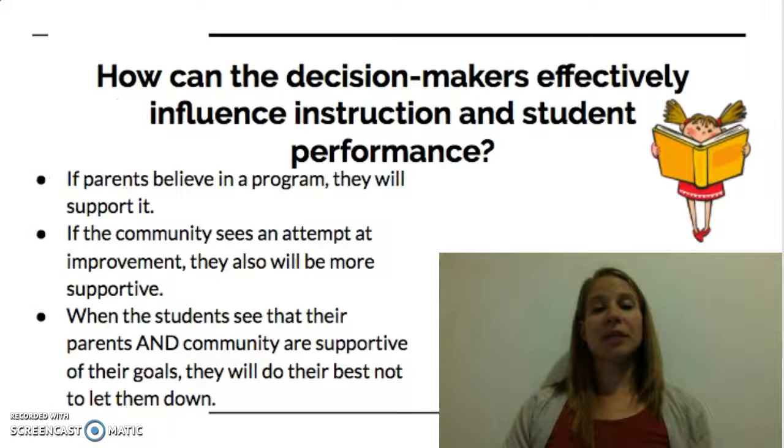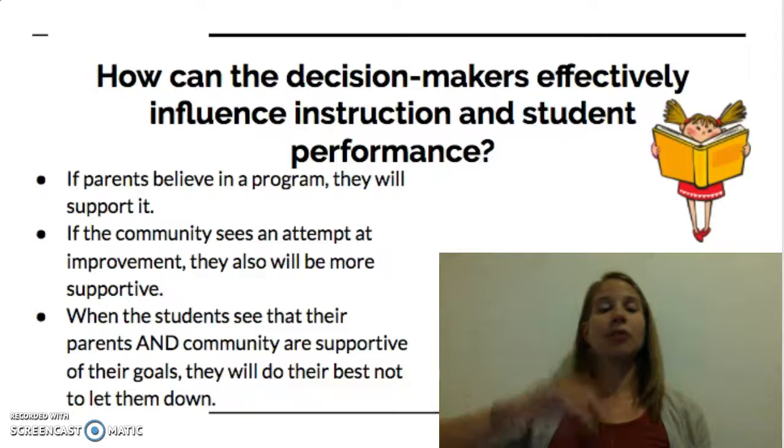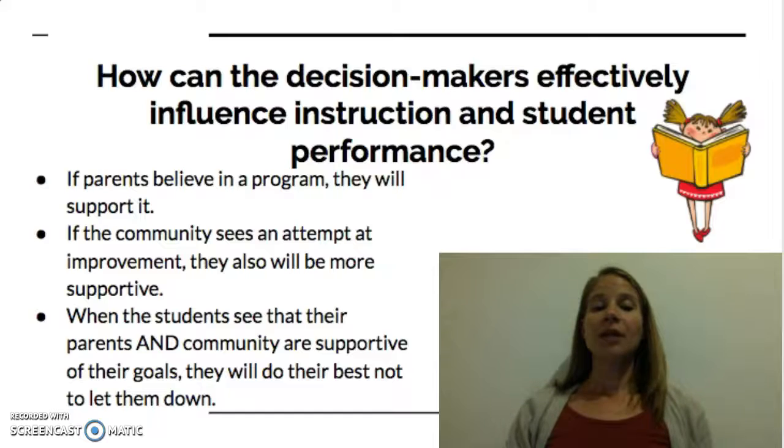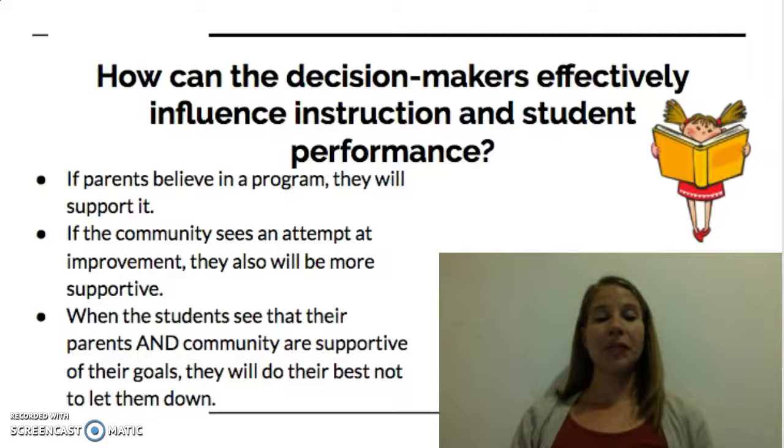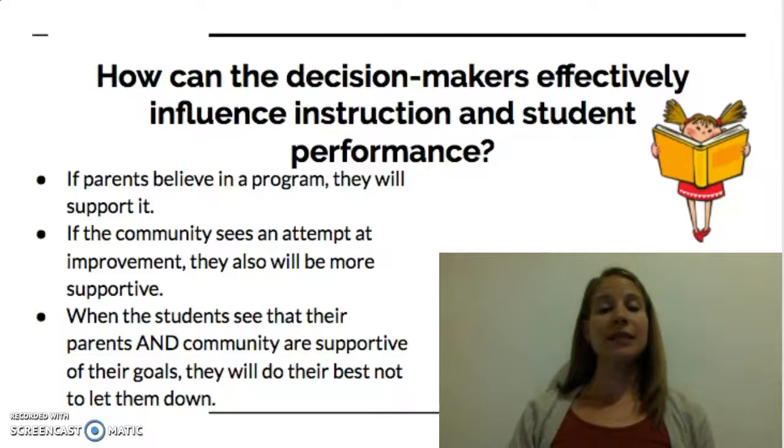How can decision makers effectively influence instruction and student performance? First, if the parents believe in a program, they will support it. This support could be through frequent contact with the teachers about their child's progress, or maybe by reading and working with their child. Second, if the community sees an attempt at improvement, they also will be more supportive. An increase in reading scores will lead to more productive citizens that read the newspapers, write letters demanding change, or even take orders correctly in a restaurant. And third, when the students see that their parents and community are supportive of their goals, they will try to do their best not to let them down.